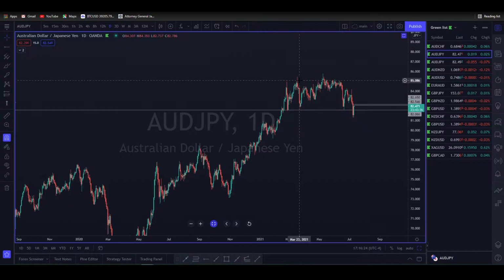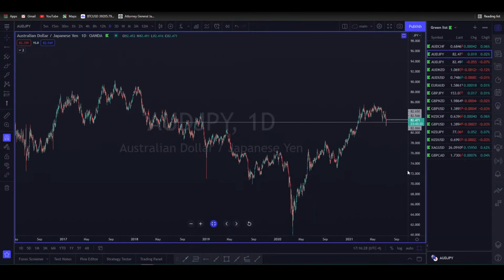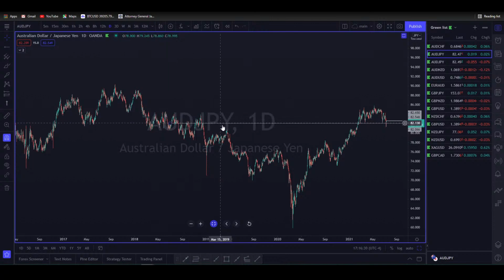This was a fantastic trend to the upside. It basically went a lot higher than I thought it would, right? But Aussie yen is a risk off pair.